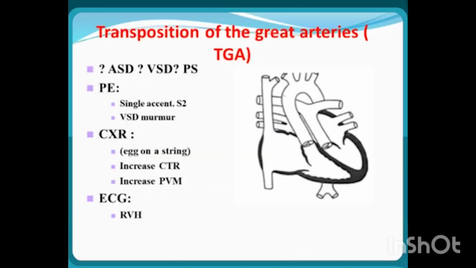The second cyanotic CHD is TGA. In this patient there may be associated ASD, VSD or PS. On examination, the patient has a single S2 and a VSD murmur may be present. The chest X-ray shows an egg on side appearance, and the cardiothoracic ratio is normal to increased, with increased or normal QP. ECG shows right ventricular hypertrophy.